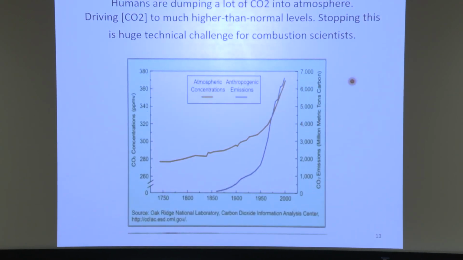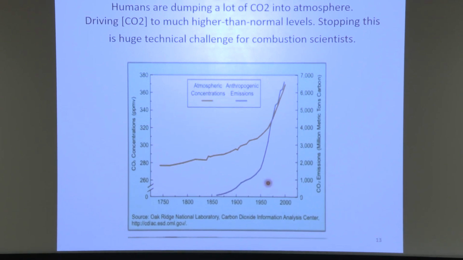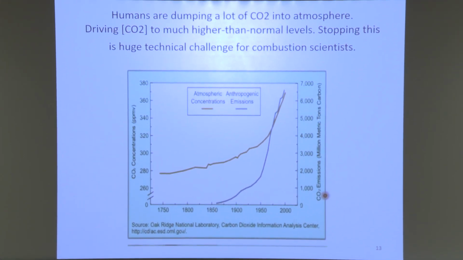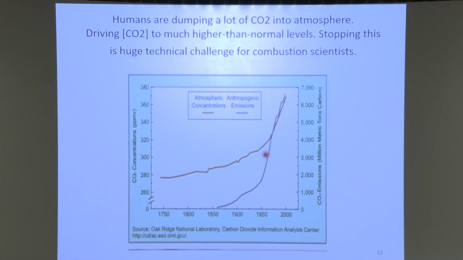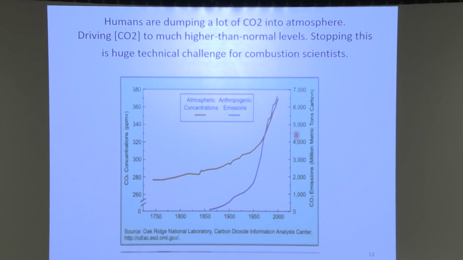And then, of course, the CO2. So you can see that the atmospheric concentrations are going up, up, up, up, up. And we know how much emissions we made. And you can see basically we're emitting very, very fast now.